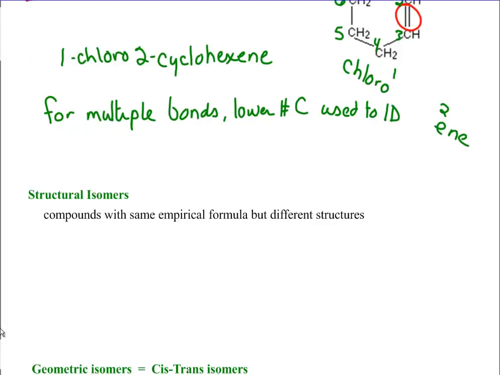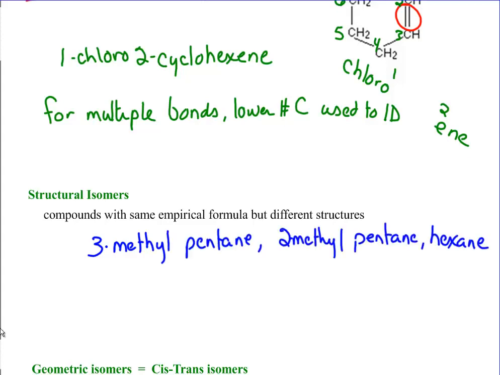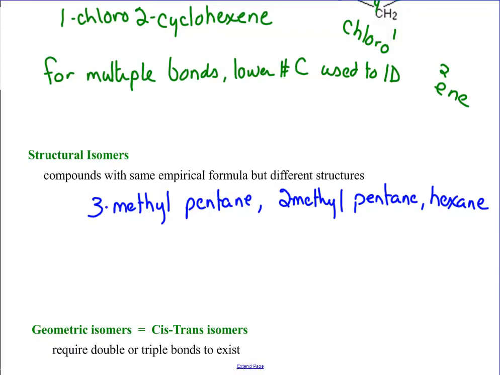Structural isomers are compounds that have the same empirical formula, but they have different structures. We saw structural isomers earlier when we saw 3-methylpentane and 2-methylpentane. So those 3 compounds are all very different, but they are considered structural isomers because they all have the same empirical formula.